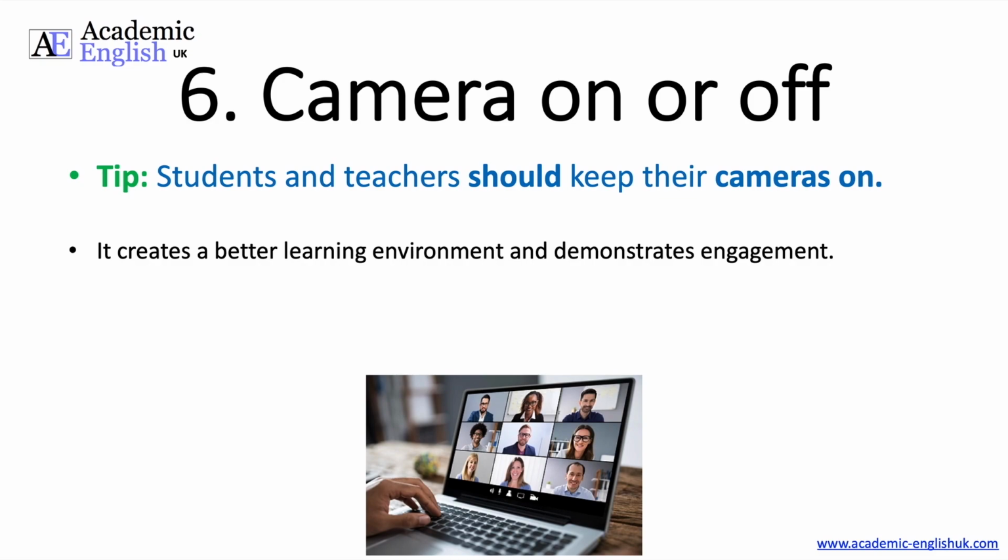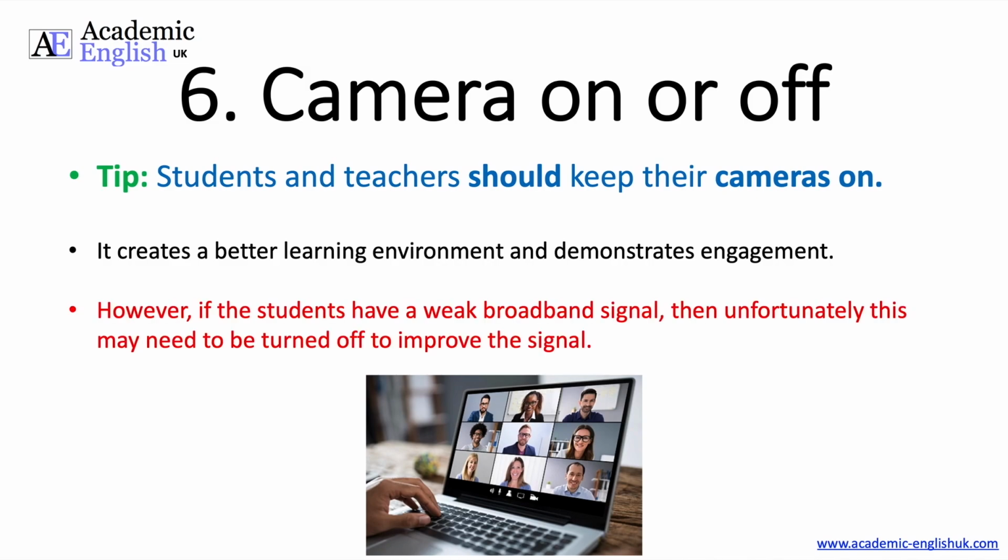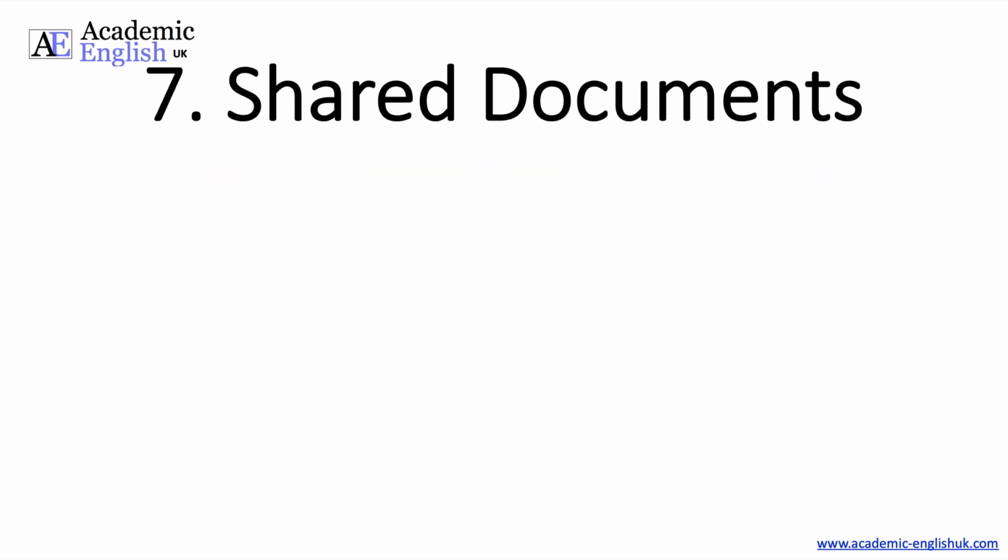Of course, the teacher can also see clearly what the student is doing. However, if the student has a weak broadband signal, then unfortunately, the camera is the first thing that needs to be turned off to improve the signal. Okay, so moving on now to point 7, shared documents.